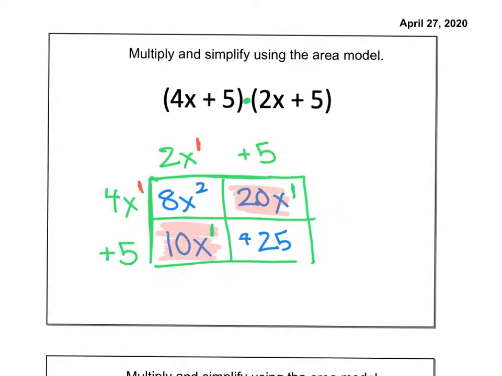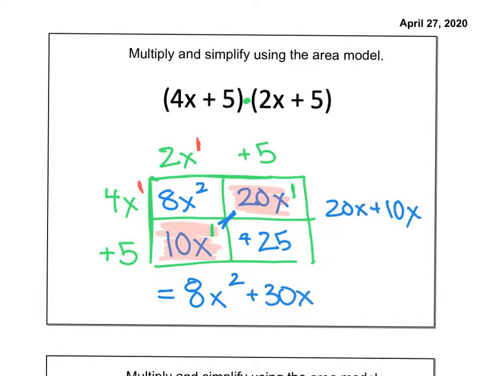So now when I rewrite this and it's time to finish this problem and combine like terms, I'm going to put it in standard form. So the term with the highest exponent goes first. And then when I combine these like terms, 20x plus 10x, well, that's going to become plus 30x, and then the constant goes last. So my final answer here is 8x squared plus 30x plus 25.